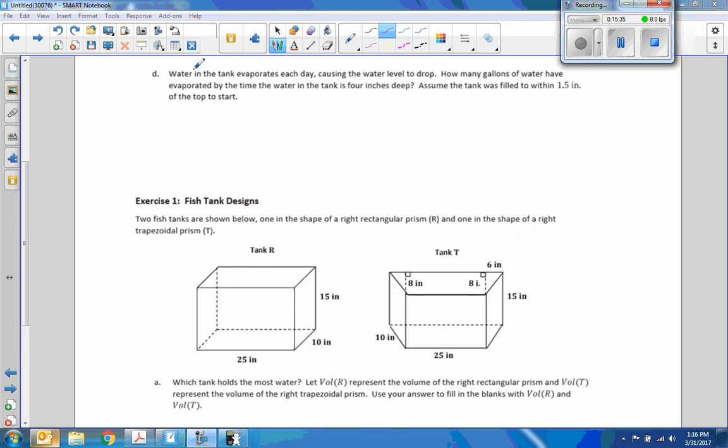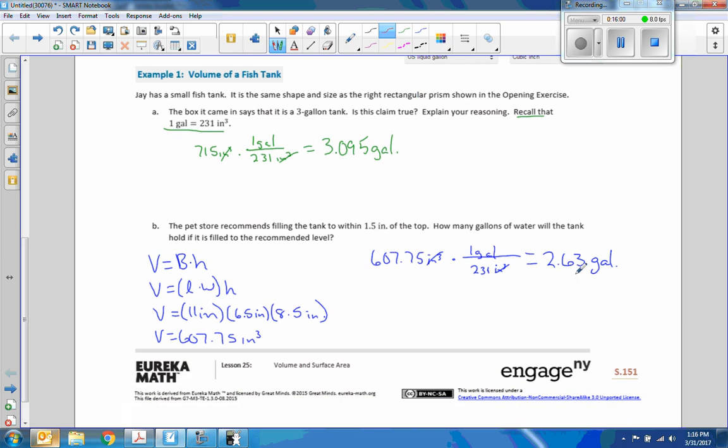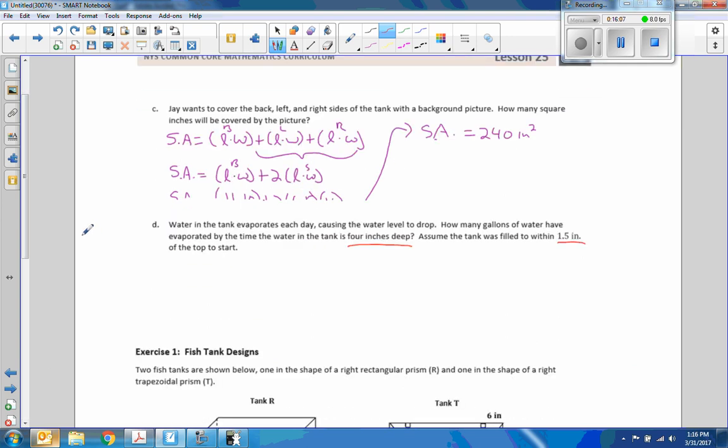Okay, in this problem it says water in the tank evaporates each day, causing the water level to drop. How many gallons of water have evaporated by the time the water in the tank is 4 inches deep? Assume the tank was filled to within 1.5 inches of the top to start. So what that means is, if we go back to our question where we are filling it to 1.5 inches, then we had 2.63 gallons. We need to keep that in mind, 2.63 gallons.